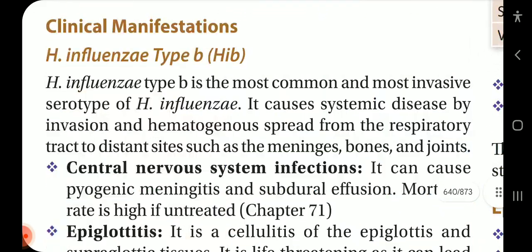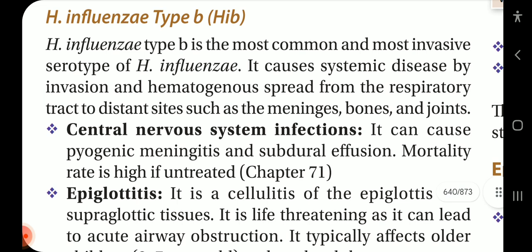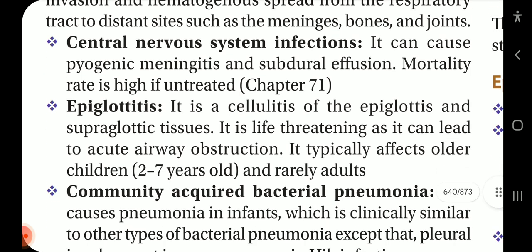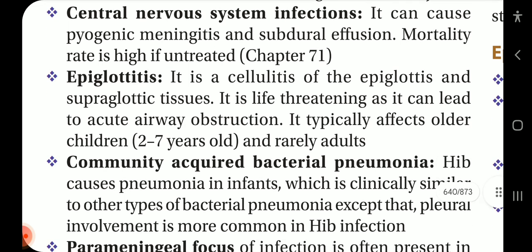Clinical manifestation of Haemophilus influenzae type B (HIB). Haemophilus influenzae type B is the most common and most invasive serotype of Haemophilus influenzae. It causes systemic disease by invasion and hematogenous spread from the respiratory tract to distant sites such as meninges, bones, and joints. Central nervous system infection can cause pyogenic meningitis and subdural effusion. Mortality rate is high if untreated.